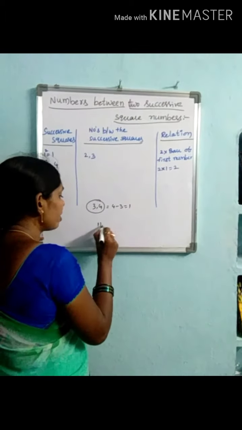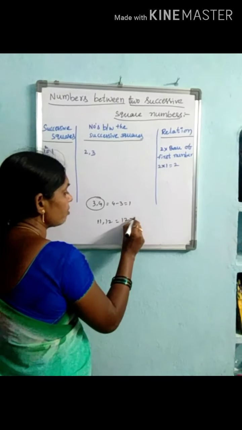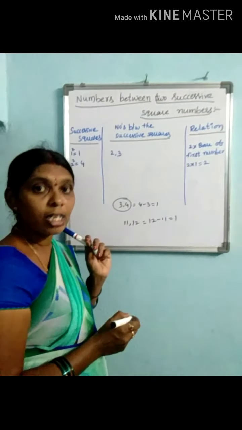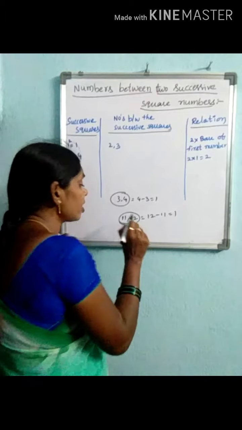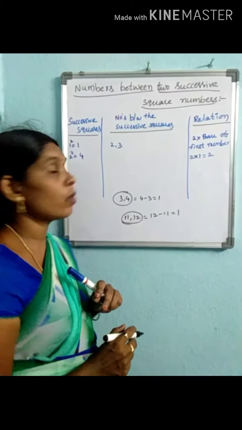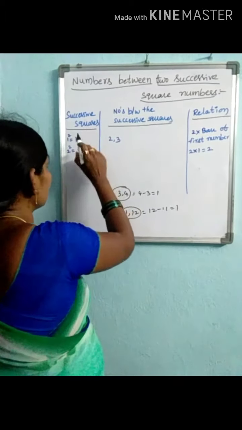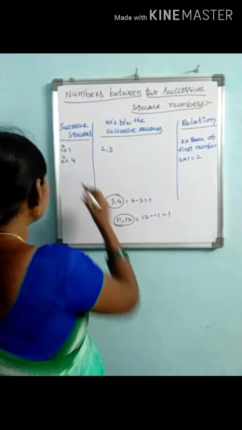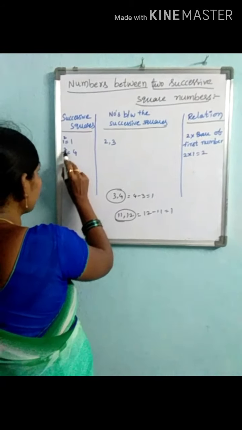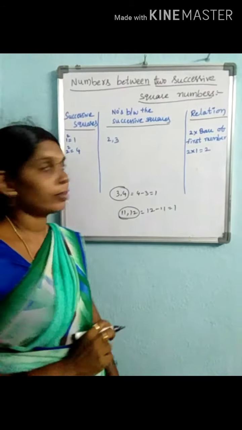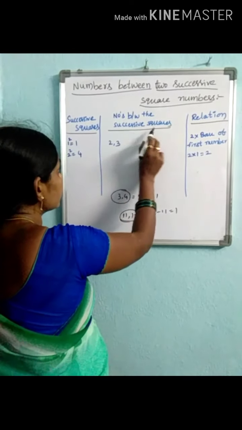Okay. Now 11 and 12. 12 minus 11 is 1. Yes or no? So these numbers are also called successive numbers. Okay. So here, successive squares. Successive squares means 1 square equals 1, 2 square equals 4. So numbers between successive squares.